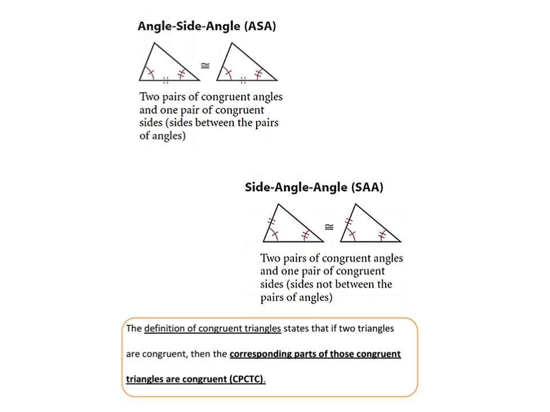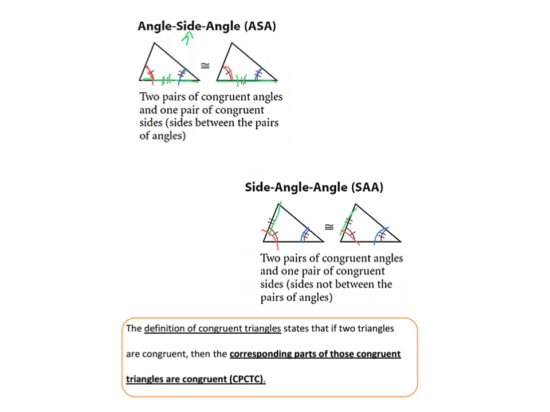Angle, side, angle. For this one, the side has to be sandwiched between the 2 angles, which it is. There we go. 2 pairs of congruent angles and 1 pair of congruent sides. The sides are between the pairs of angles. And then side, angle, angle. 2 pairs of congruent angles and 1 pair of congruent sides, specifically not between the angles. So here the side is not between the angles. It's not in the middle.